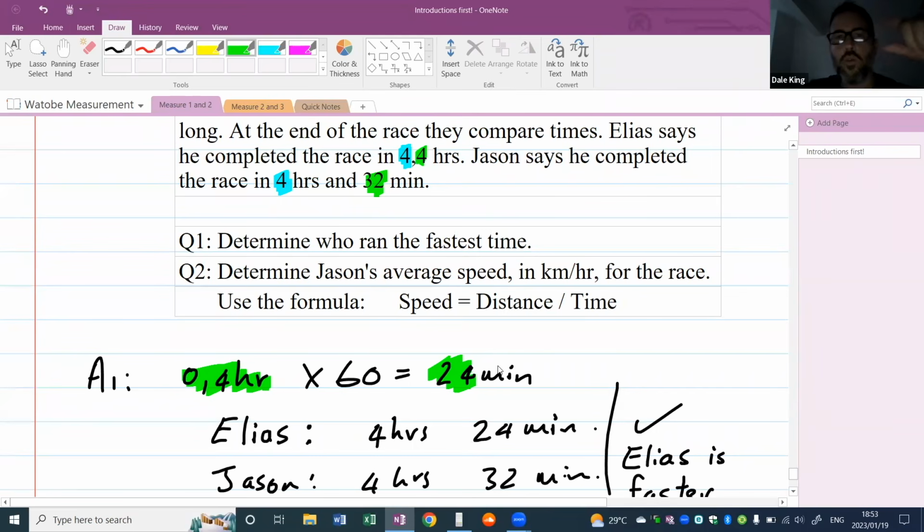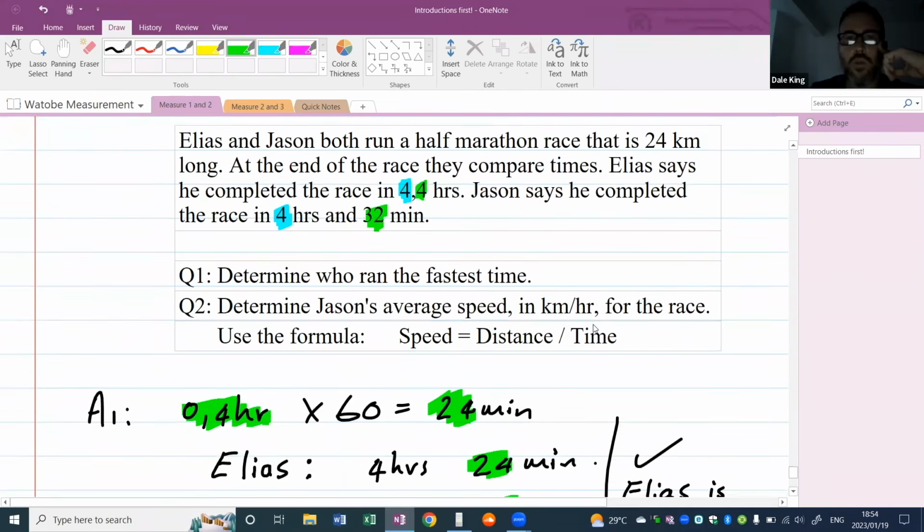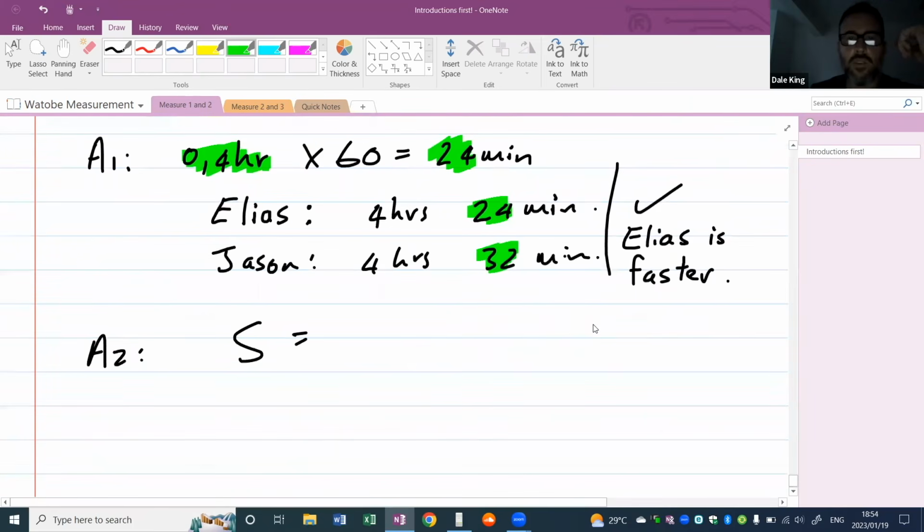Then I can take the 24 from a decimal format into a normal minute format, and compare it with Jason. I said compare apples with apples, so I changed the decimals into minute formats, and then I compared the two. There's Elias's 24 minutes, which was 0,4 hours, and there's Jason's 32 minutes. We can see that Elias is quicker. I didn't take the whole 4,4 hours, because if I times it by 60, I would get minutes, and I didn't want to do that. So I just took the 0.4 and converted it into the minute format, just like Jason's time was. All right, I'm sure we've got some answers here.